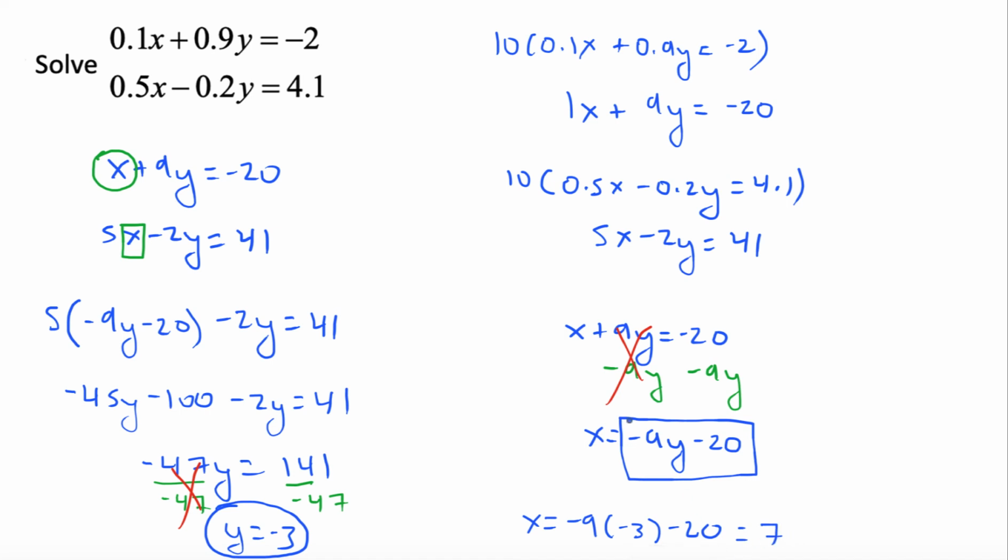So how do we express the final answer? You should always express the answer as an ordered pair. In this case, the solution should be the ordered pair 7, negative 3. So if you actually sketched a graph of each of these two lines, they would intersect at this point.